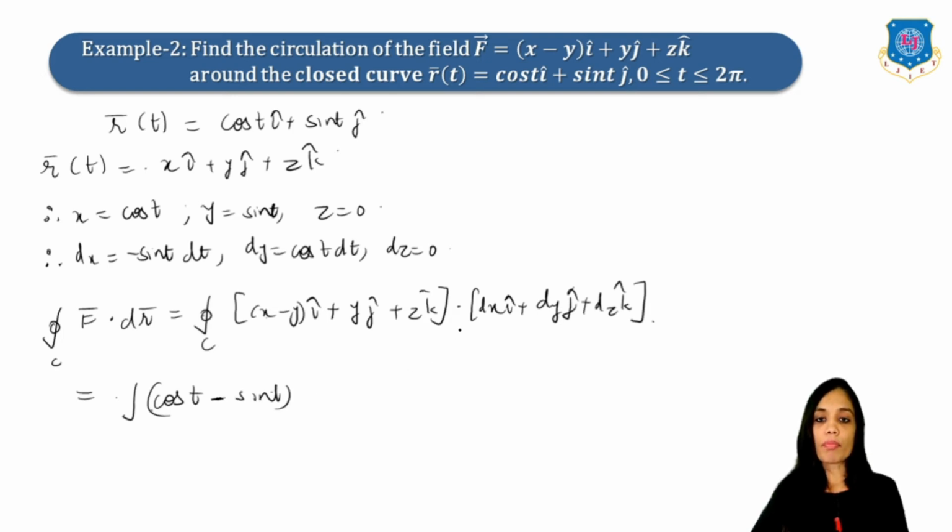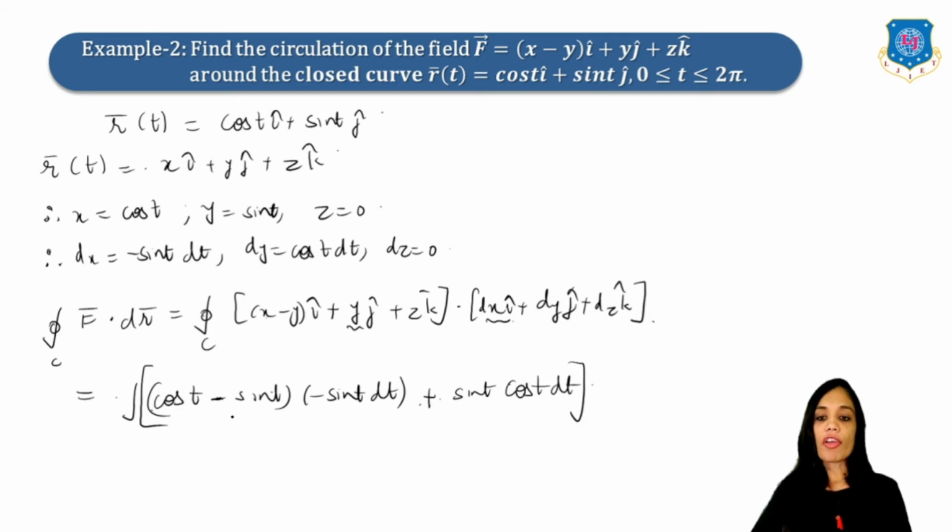Now if you do the dot product, what will come, dx, and dx answer is minus sin t dt. Okay. Now next, put your answer of y. So plus y is what, sin t, right? And now dy is cos t dt. Z is 0, so no need to write that.